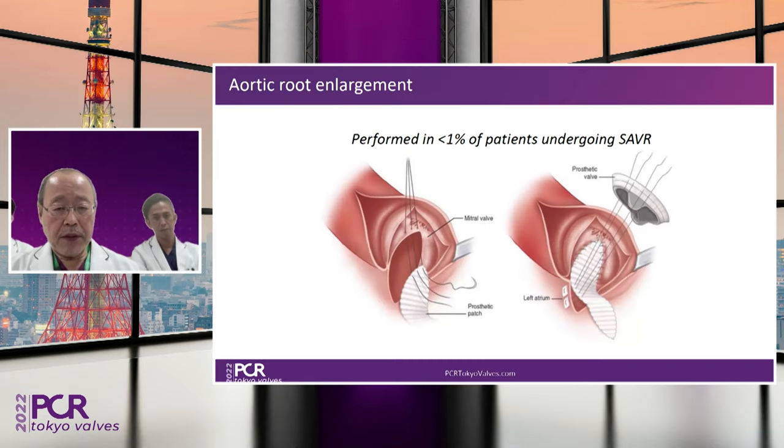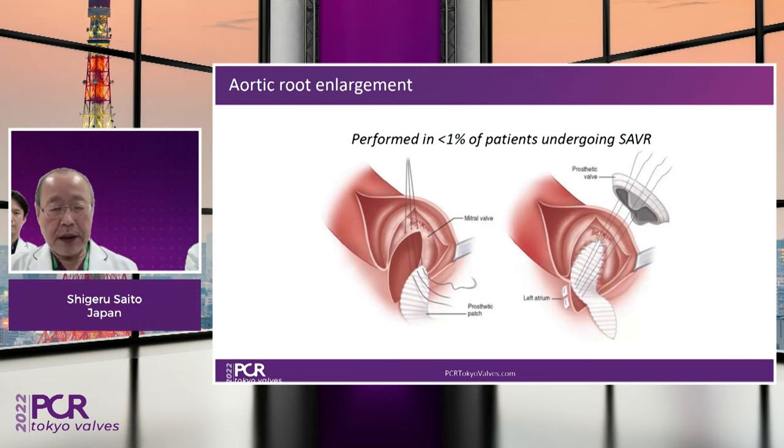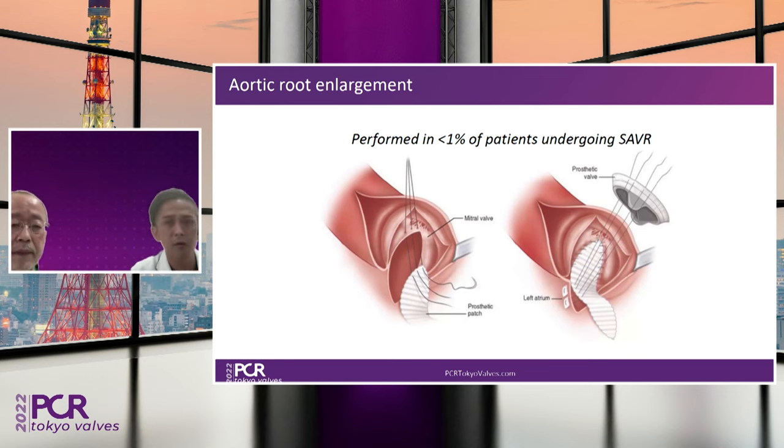I think how to prevent the small valve size is very important. So Noriaki, what is the specific design of the surgical bioprosthesis to prevent the early degeneration and to improve the durability of the valve?